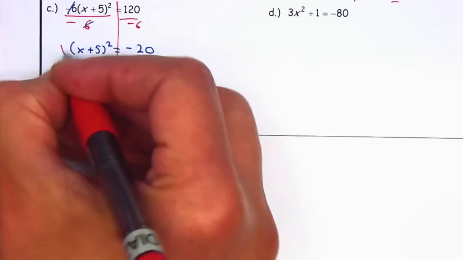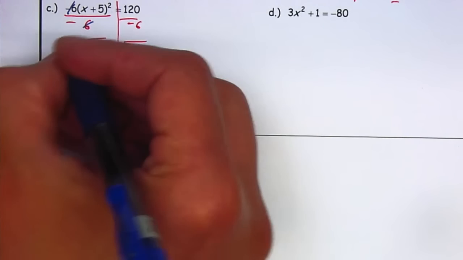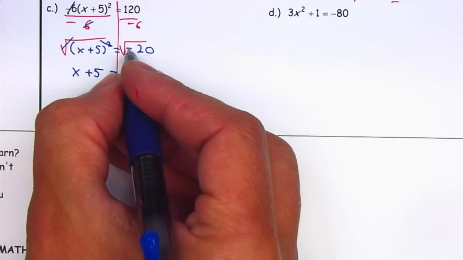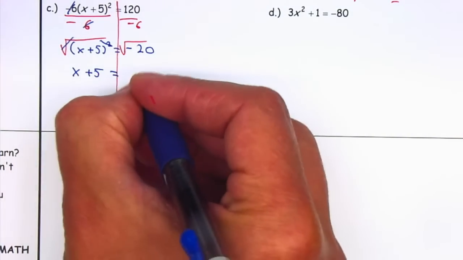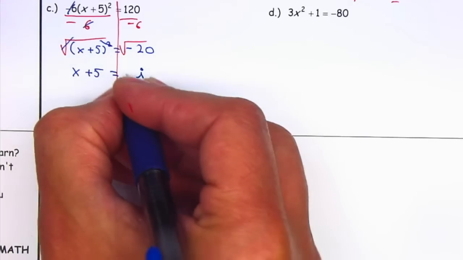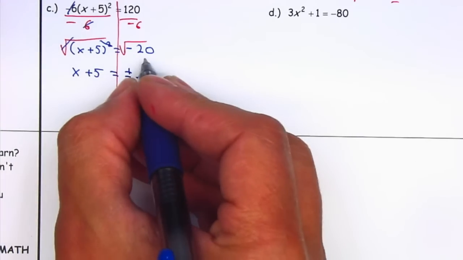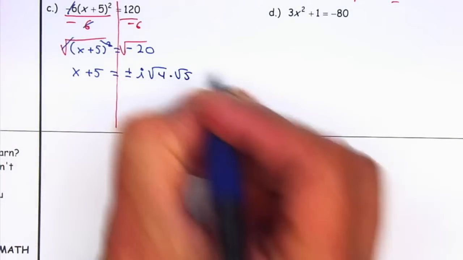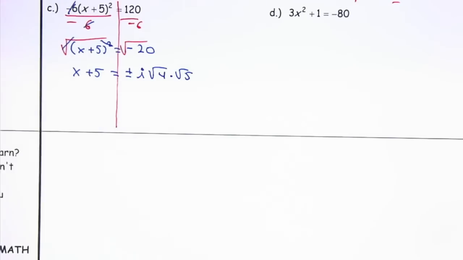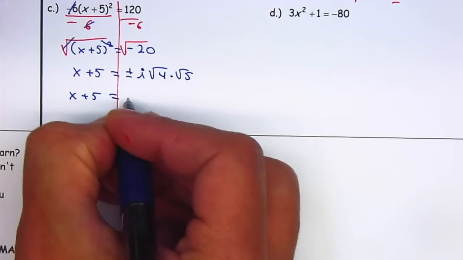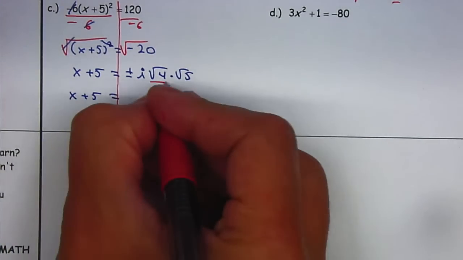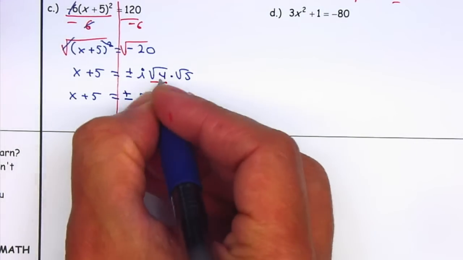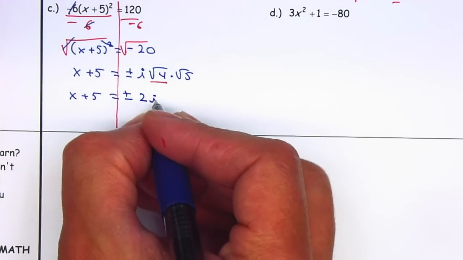Now I can take the square root on both sides. The square root and the square cancel, so I have x plus 5 is equal to the square root of negative 20. I notice there's a negative inside, so there will be an i. Because I took the square root on both sides, it will be plus or minus. I can separate the square root of 20 as the square root of 4 times the square root of 5. We have x plus 5 is equal to, now the square root of 4 is going to be 2. That gives me plus or minus 2i. Notice that I wrote the 2 down first and then the i, and then square root of 5.